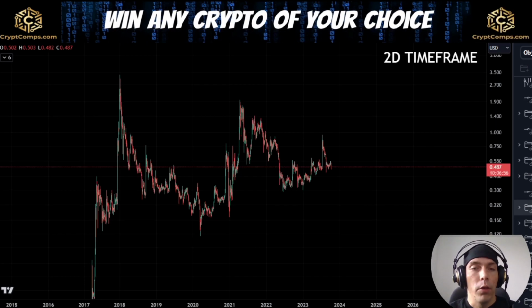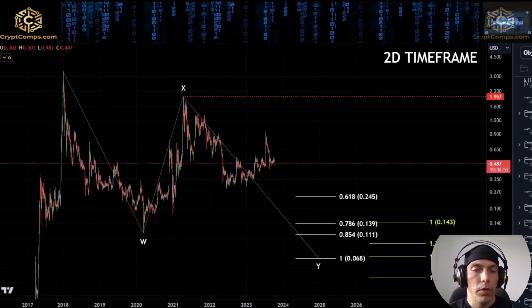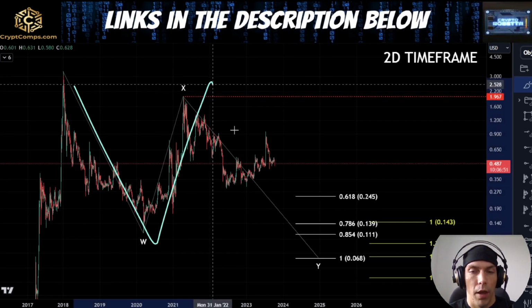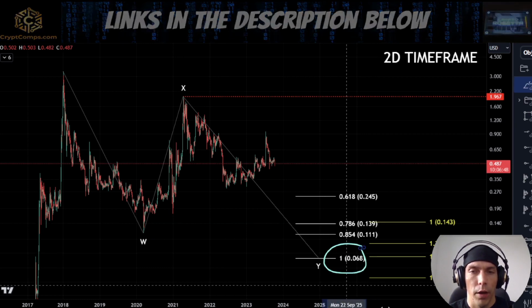Coming back out here and having a look at our bearish alternative, what we could see here is that this move is a bigger W, an X, and a Y, and we're still looking for another leg to the downside.